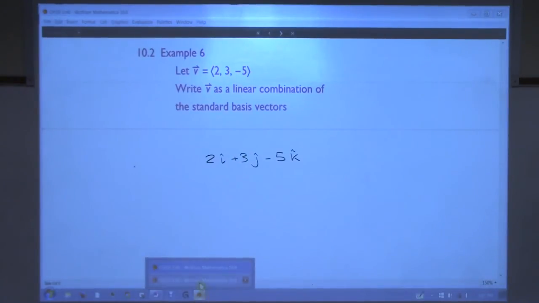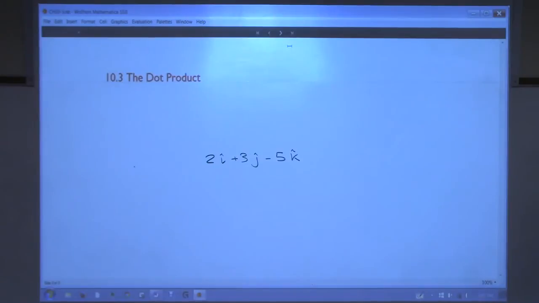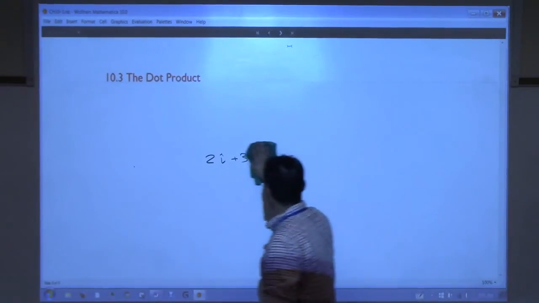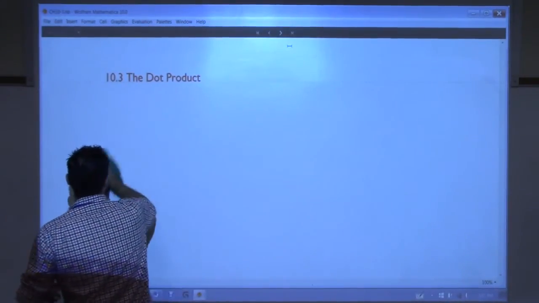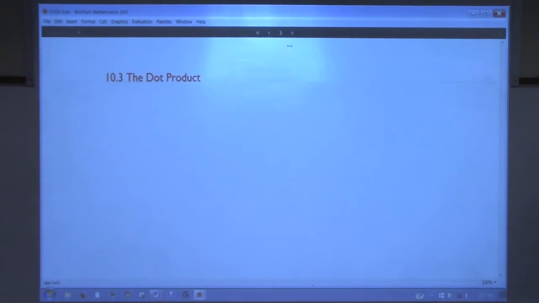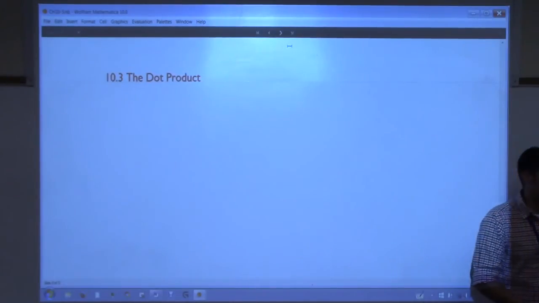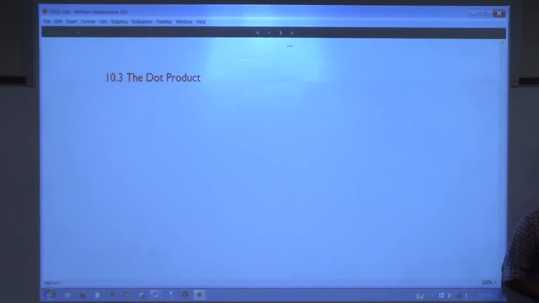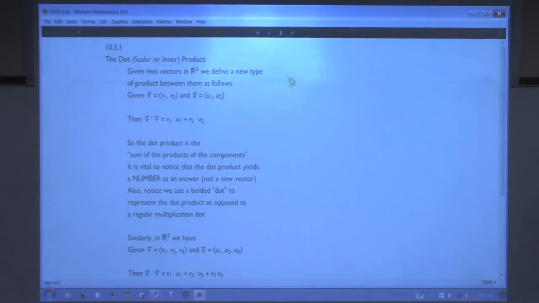Okay. All right, let's talk about now the dot product. So there are, again, three different multiplications. There's an entire section here dedicated to one type of multiplication called the dot product. And here it is.